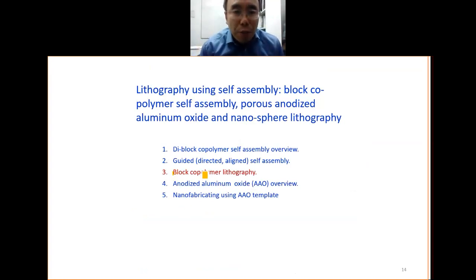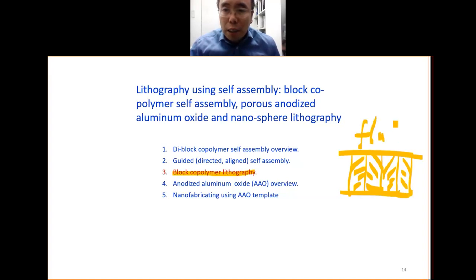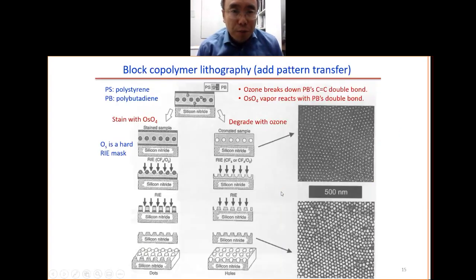Now we want to talk about block copolymer lithography. When we talk about lithography, that means a pattern transfer. So when we have this block copolymer, one block, another block, one block, another block, there is no pattern, so the surface is still flat. You get flat surface. In order to do the lithography, we need to selectively remove one block and we leave behind the other block. So how to do this?